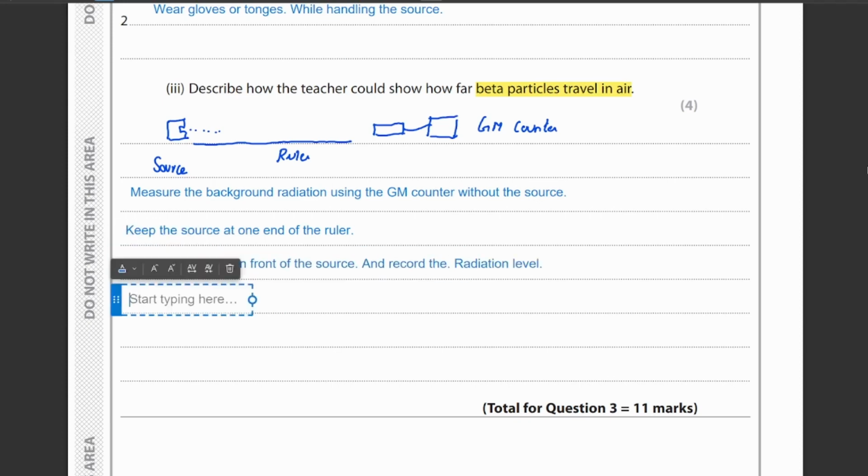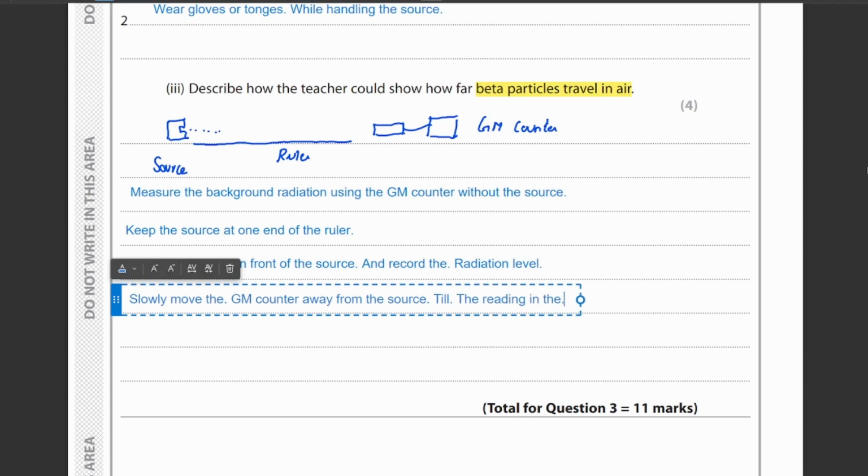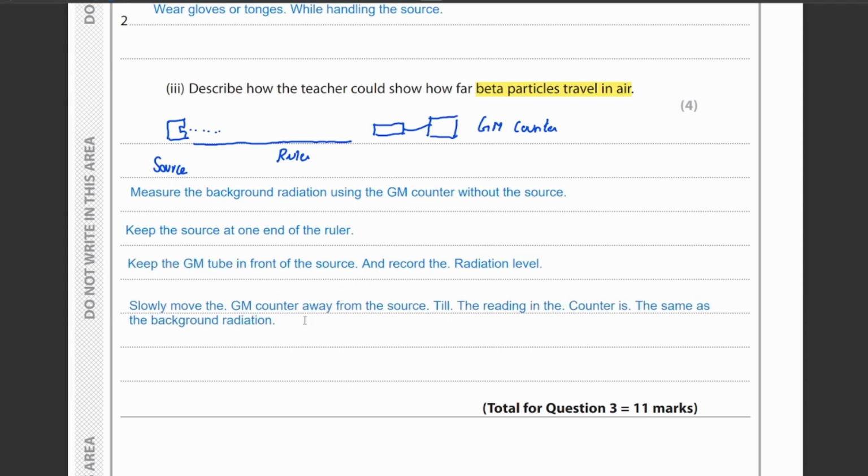Next, slowly move the GM counter away from the source till the reading in the counter is the same as the background radiation. So these 4 points should give you the 4 marks.